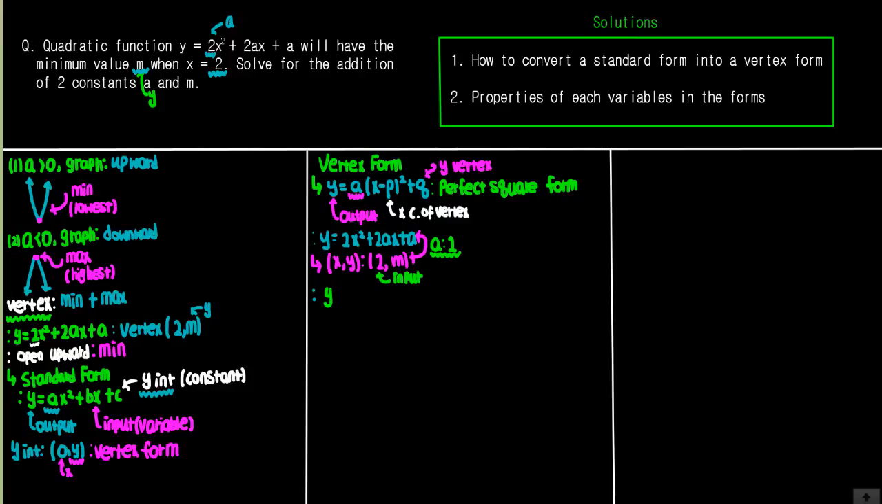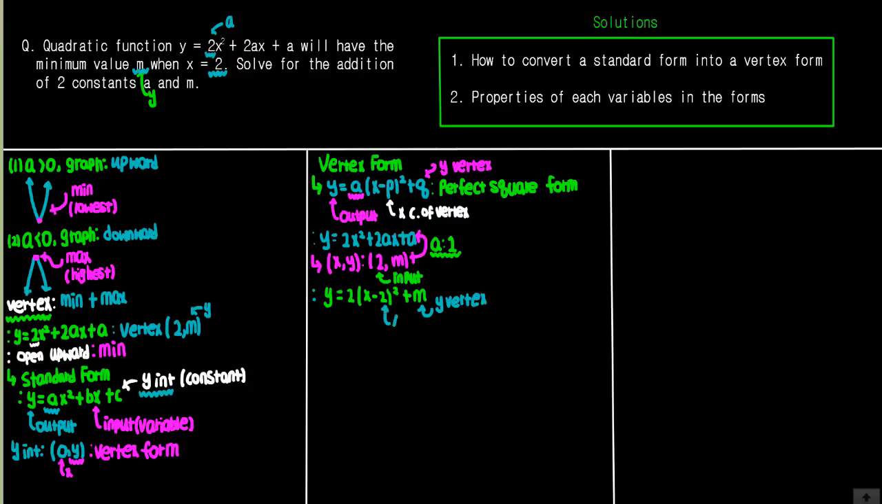y, which is the output, is equal to a. Instead of a, we can write 2, then times (x minus, instead of p, we write our x coordinate, which is 2) squared. Then we still have our q value, which is the y vertex, and we can convert that to m. So if you think about our variables again, m is going to be the y coordinate of our vertex.